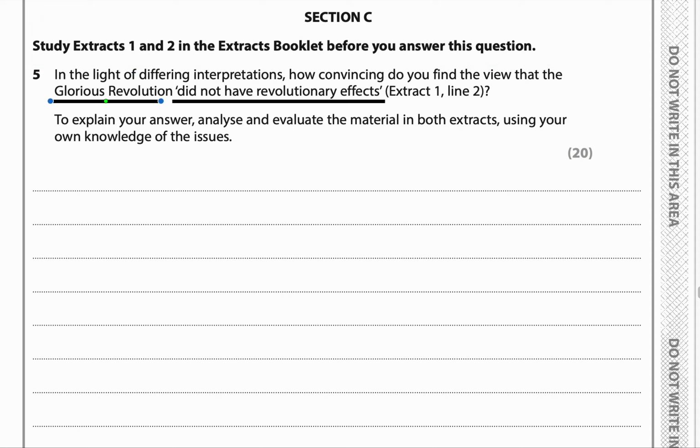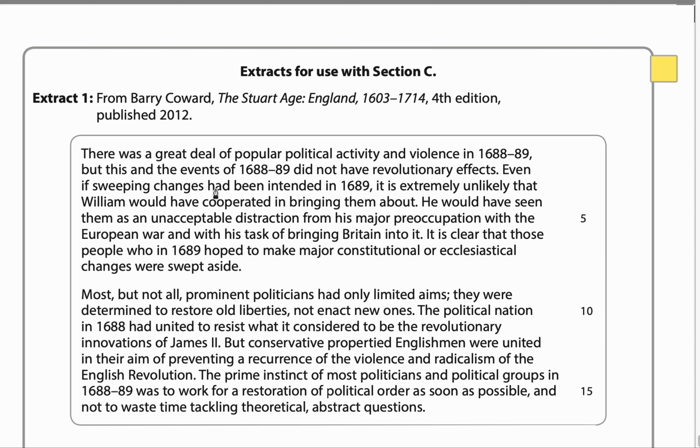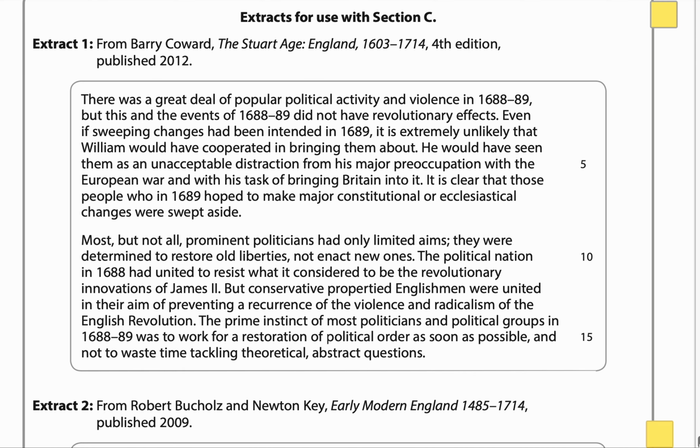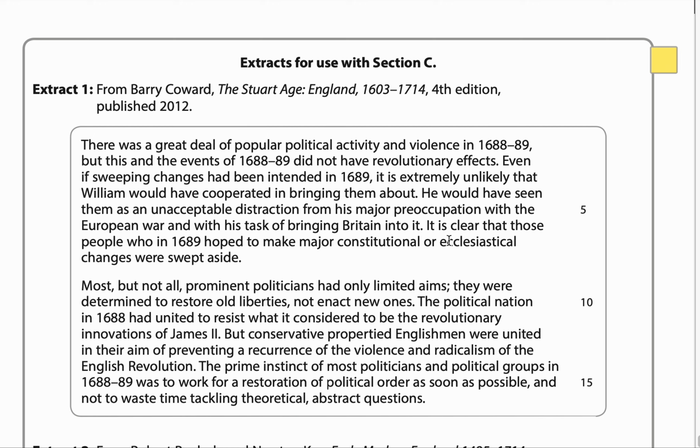Okay, so what I'm going to do is just go down to the interpretations here. And what you can do is, if you haven't seen this before, you can look at these in your own time. I'm just gonna get going with this. So I'm expecting that you've read them, or you've looked at them, so you can pause it and read it. So the first extract is from Barry Coward, and Barry Coward is basically arguing that the Glorious Revolution did not have revolutionary effects, and the focus of this extract is solely on 1688 and 89.